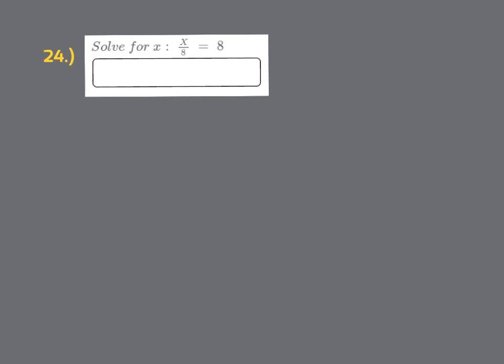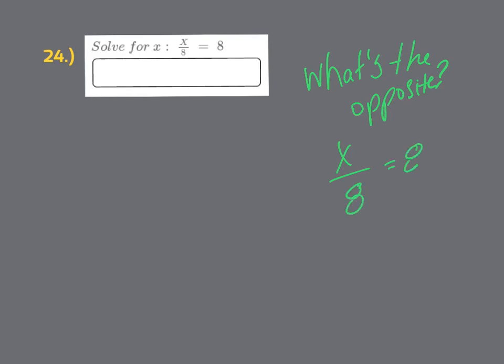Next. Oh, wait. Did I say next? Solve for x. Oh, I love these. I get to ask that ever famous question. What's the opposite? Well, I'm going to just rewrite this over here so it's a little easier for me. X divided by 8 equals 8.